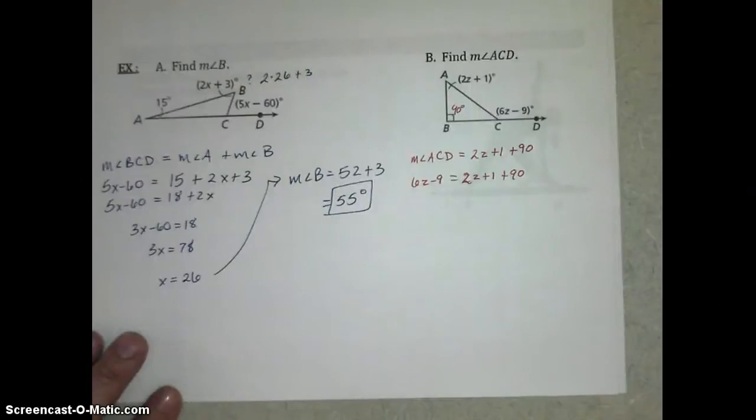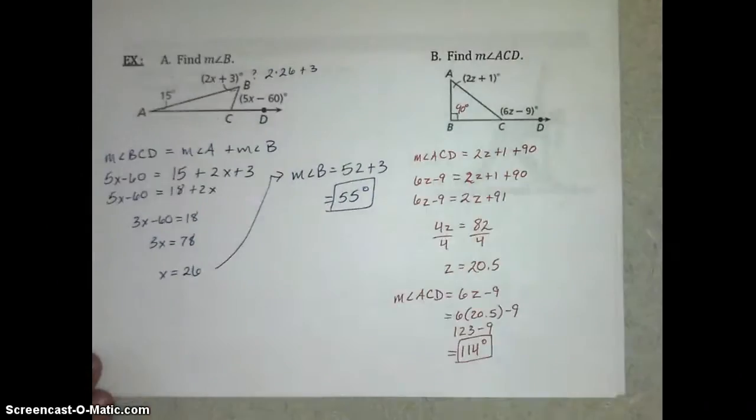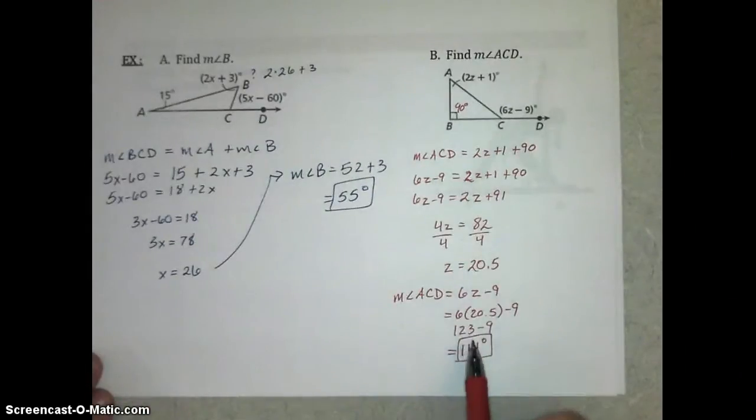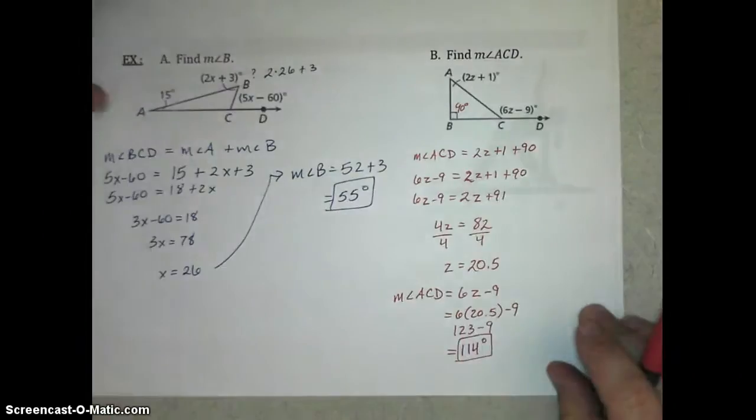All right, if you need more time, pause the video. When you're ready to go, this is what we should get. Z should be 20.5, and when we plug it back in, the measure of ACD should be 114 degrees.